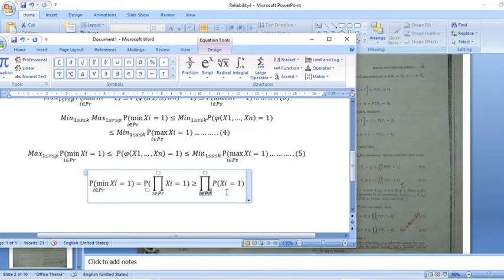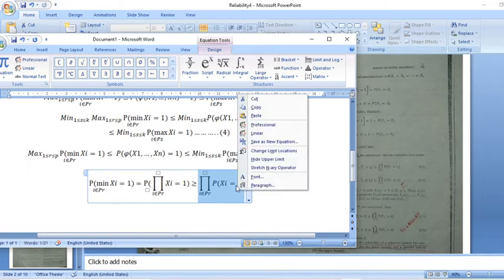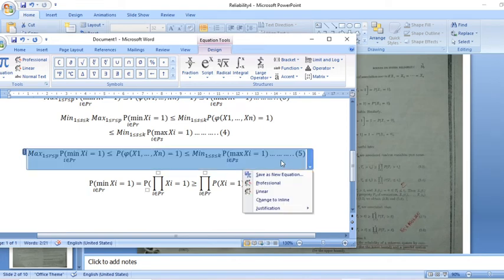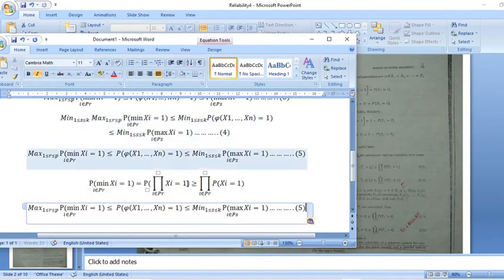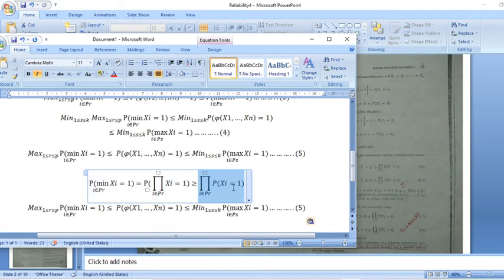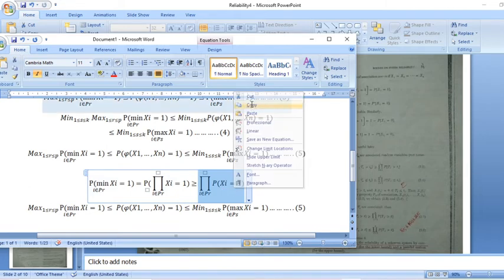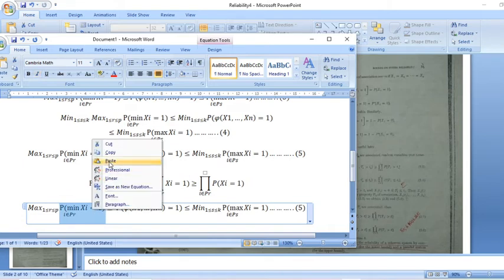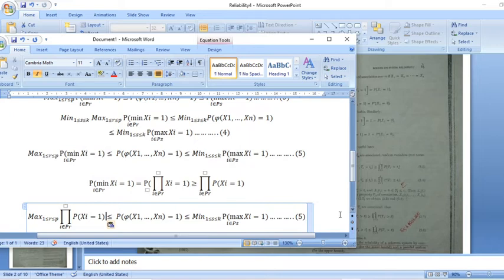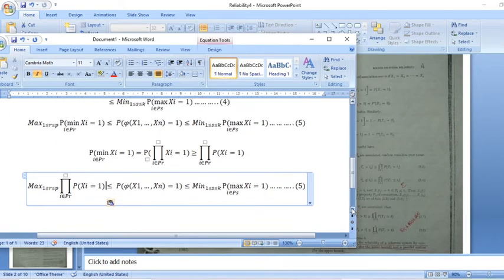So we can replace with this term. Let us take this equation number 5 and write it again, and we can replace with this term. Instead of this one we can replace the term with a lesser term. This is less than the probability of this term.